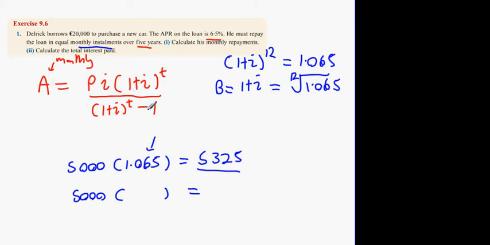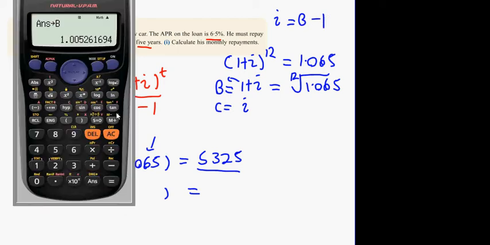Now we also need to figure out what I is on its own. So we're going to let C equal I on its own. I on its own is B minus 1, because we bring the 1 over to the other side. So B minus 1 in the calculator: we press alpha B, then take away 1, and we get this number. We shift and store that into C. So C is now I.